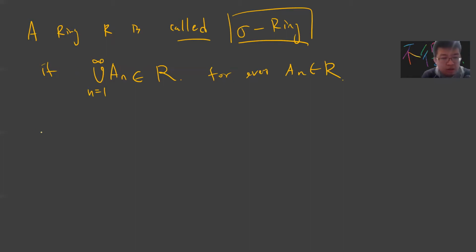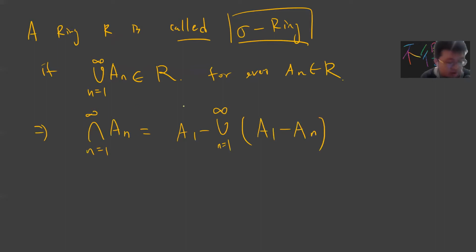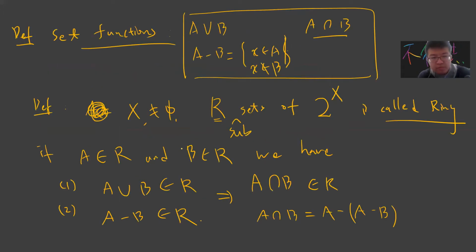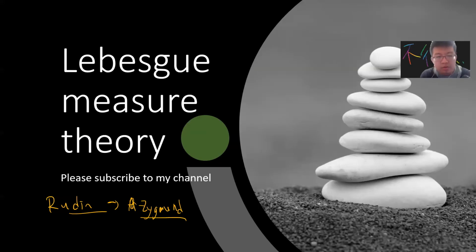Okay, and for the same reason, you can easily show that the intersection, from n equal 1 to infinity, of A_n becomes A_1 minus the union of (A_1 minus A_n). A simple exercise. Right, so A_1 is in R, and by definition, their union is in R. So by the property of the ring, this is in R. Okay, so I defined a ring and a sigma ring.